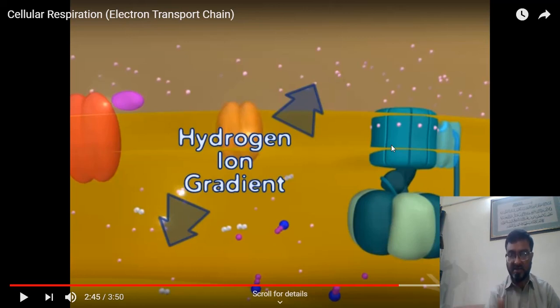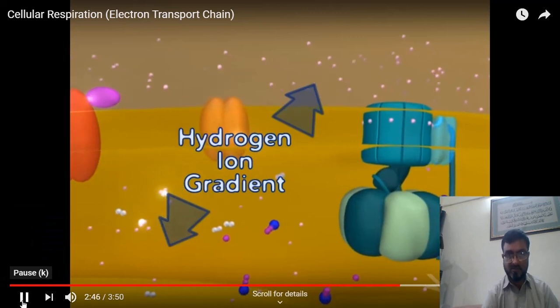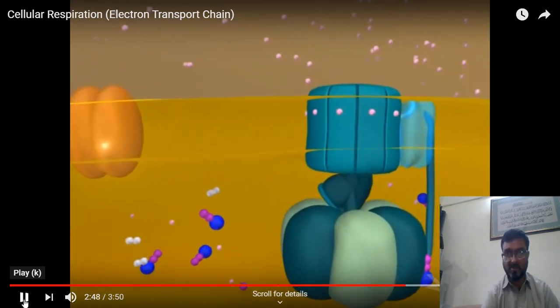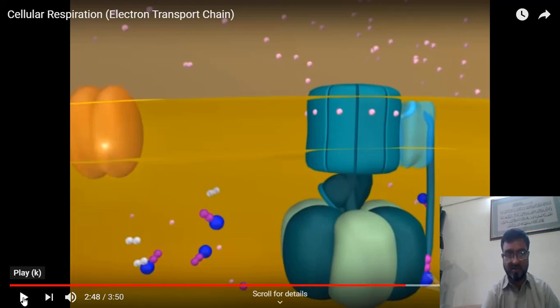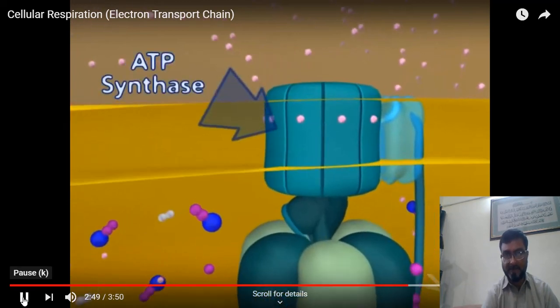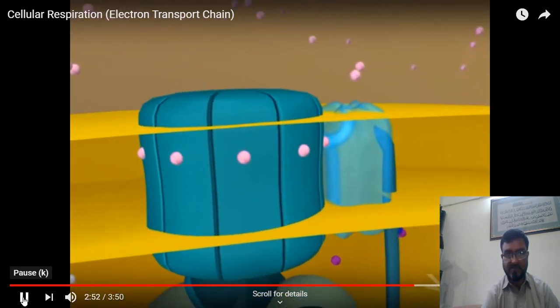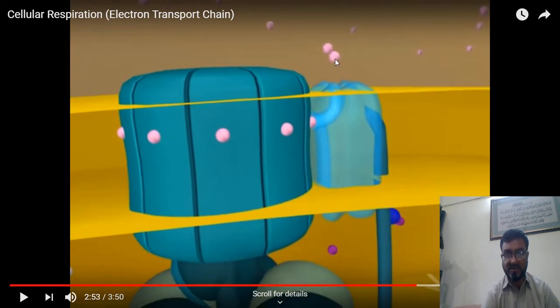So at every turn, there will be the formation of ATP. The potential energy in this gradient is used by the ATP synthase to make ATP from ADP and inorganic phosphate. These are the protons you can see here, charging it at every step. This is the proton channel, and it is moving around all the time.